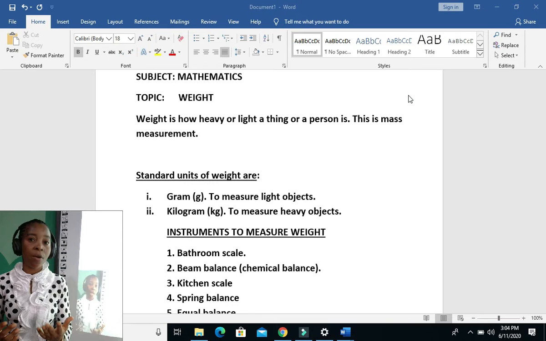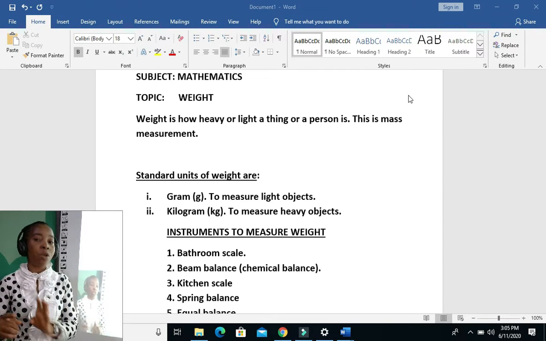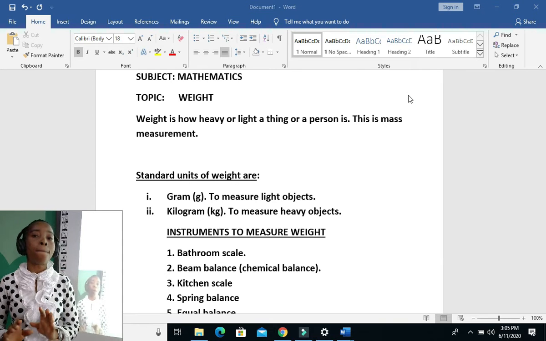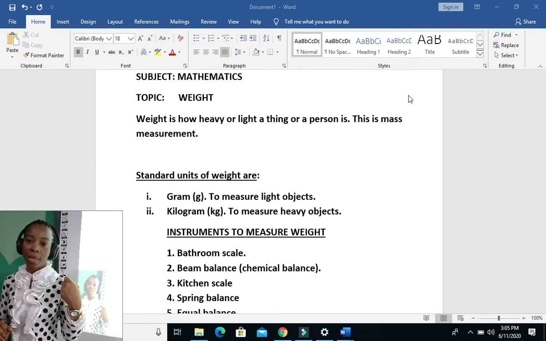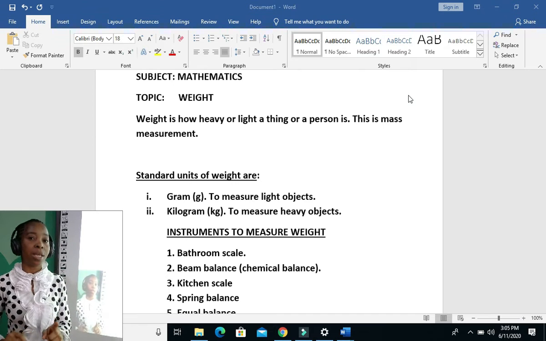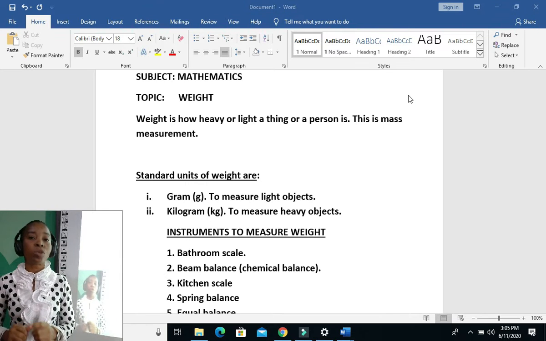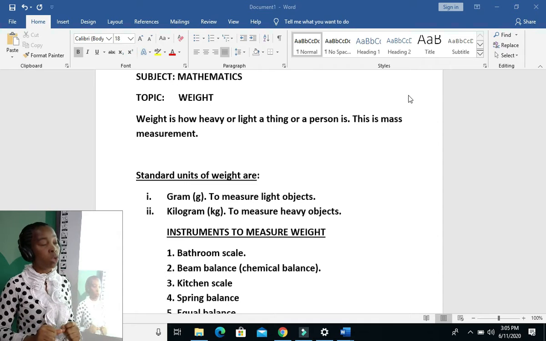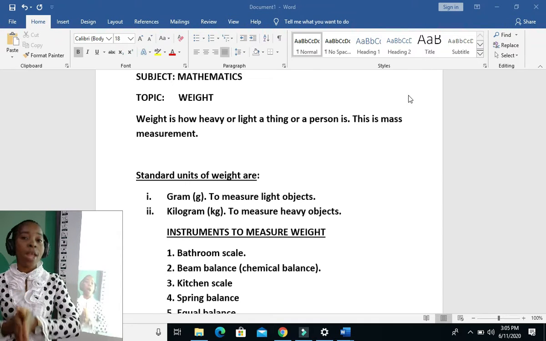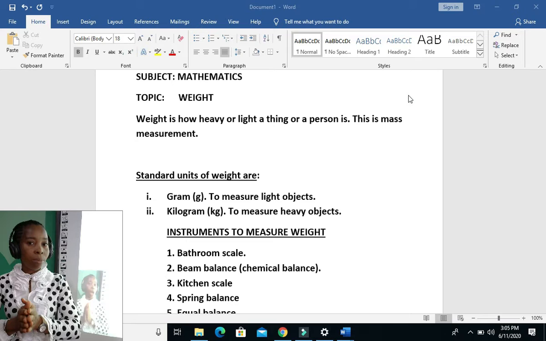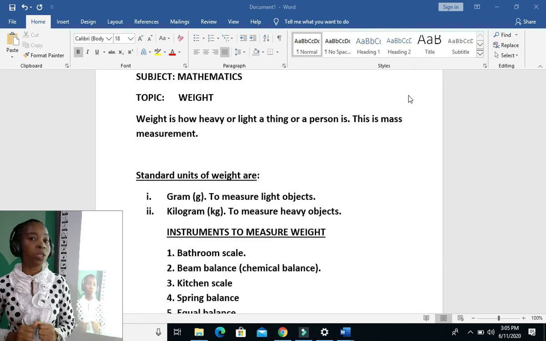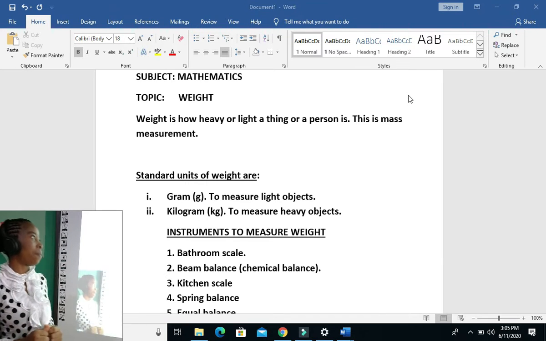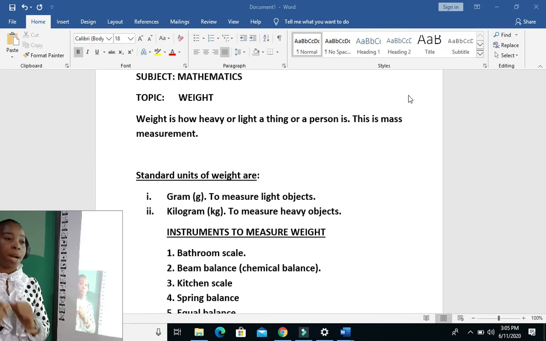To find out how heavy an object is, is called weight. And measuring weight is what we call mass measurement. Last week we did length, and remember I said length is linear measurement, measuring in centimeters and meters. You remember that? But today you are looking at weight, which we say is how heavy or light an object or a person is. What do I say? I know you have it there. Okay, so this is called mass measurement.